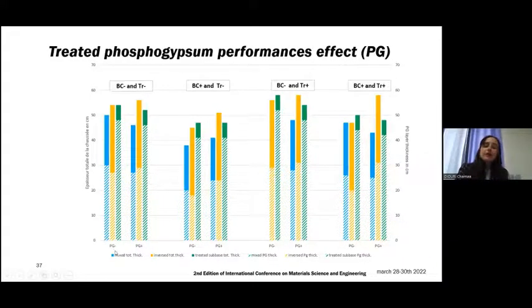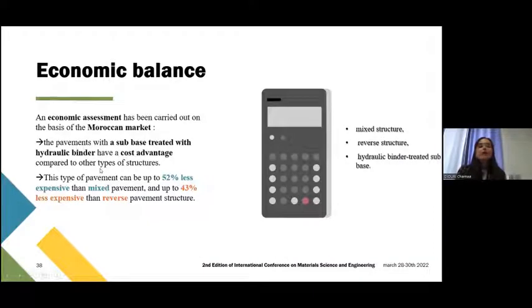we can notice that we can gain up to 15 centimeters more by using mixed structure instead of inverse one, especially for rigid phosphogypsum. And we can gain up to 9 centimeters comparing the green treated phosphogypsum subbase with the blue mixed structure. Economic balance.